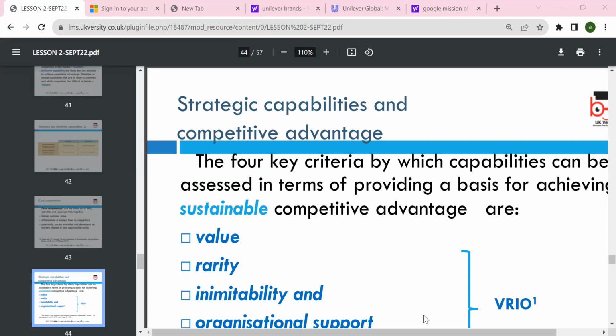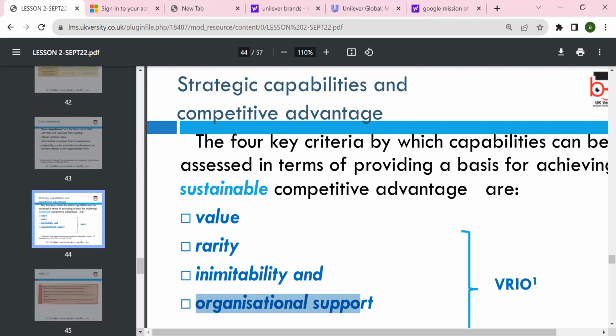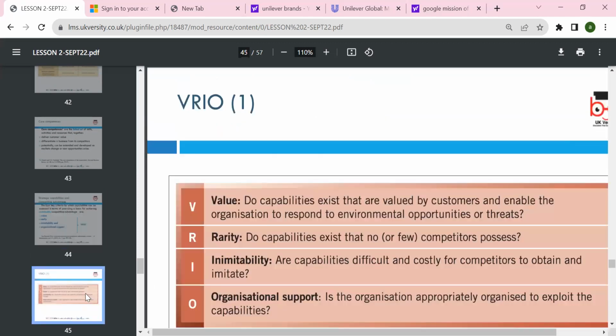The next is VRIO. What does VRIO stand for? This is also a model, where we look at value, how much value we have. R is rarity, very few people have it. Imitability means how easily it can be copied, and organization support. So we look at three capabilities, or four, in these areas: how well we are, how quickly we can respond. So that's what we need to look around at, as we'll see on this slide.